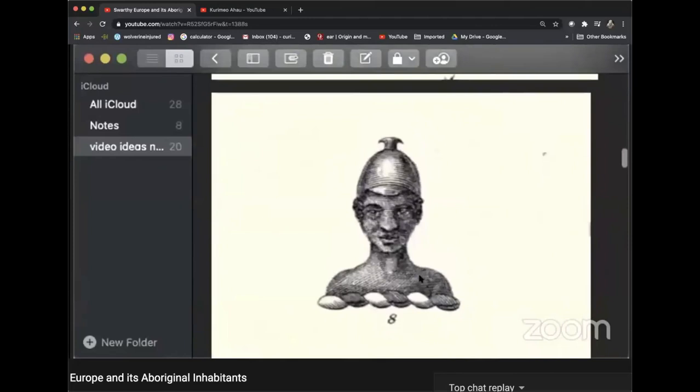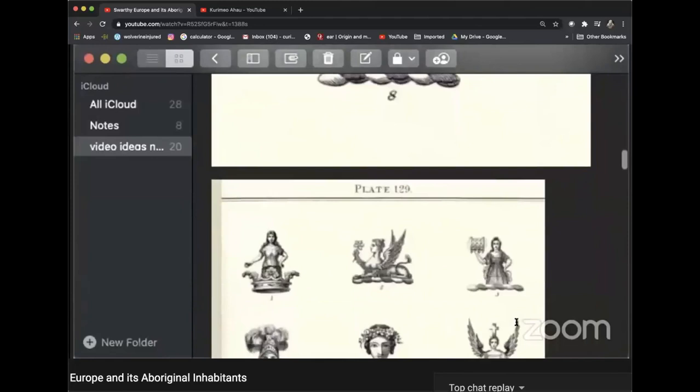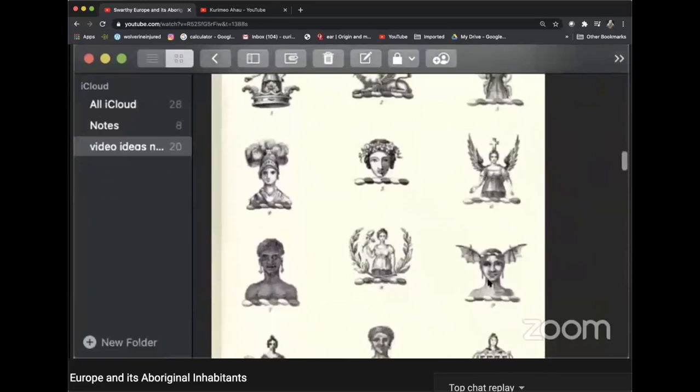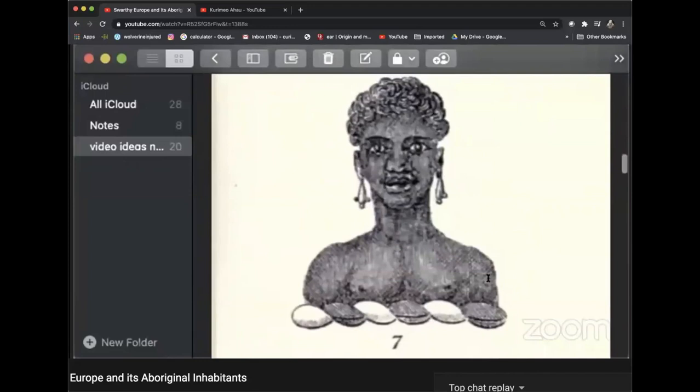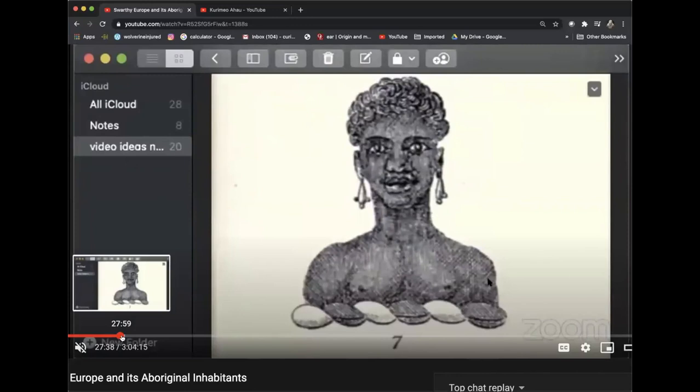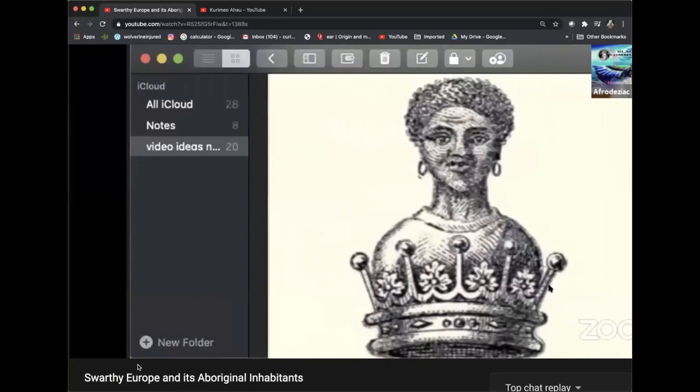It's all listed there. I got all the sources and everything, so I just want to show the different examples of what they have there, so you can see they don't just have Swarthy or so-called Negro people, but they're all over the book. I just want to zoom in onto some of them, like this one, you see. All right, so who does that remind you of? So Europe was Swarthy, and that's what I'm showing in this video. Again, Swarthy Europe and its Aboriginal inhabitants.